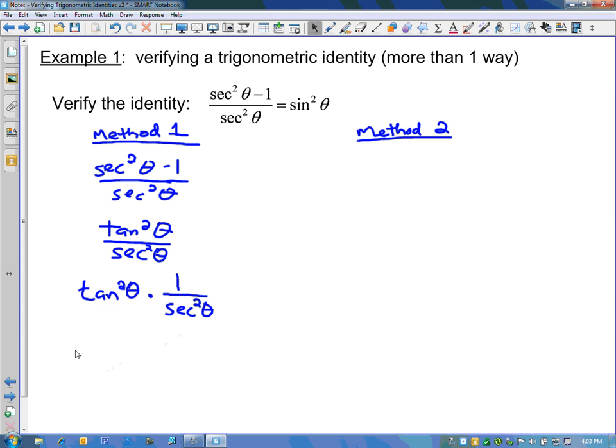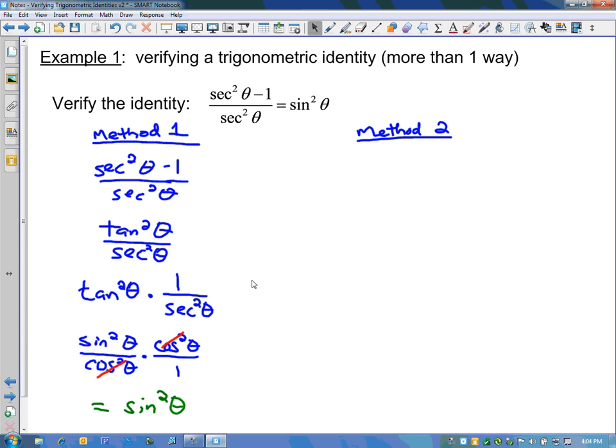So tangent becomes sine over cosine, and the reciprocal of secant squared is cosine squared, so I can rewrite it as cosine squared over 1. This brings up a nice little cancellation opportunity where the cosine squares cancel each other out, and we're left with just sine squared, which is what we were looking for in the first place.